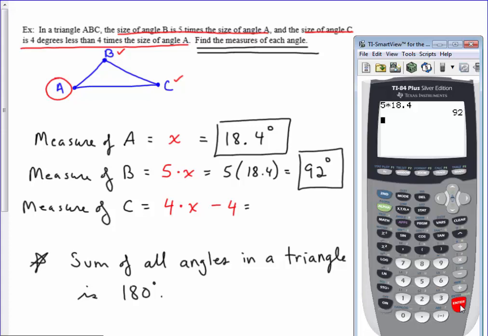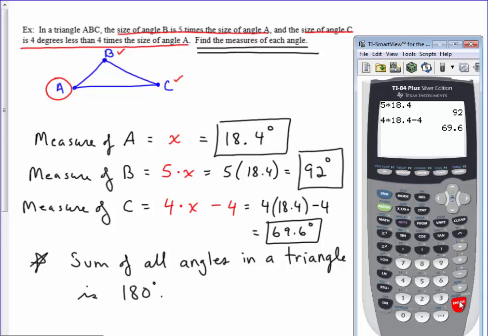And then on this one, there's two ways I could do it. I'm just going to use the formula here. So it would be 4 times 18.4 minus 4. Do that on a calculator. 4 times 18.4 minus 4, and our result in this case, 69.6 degrees.